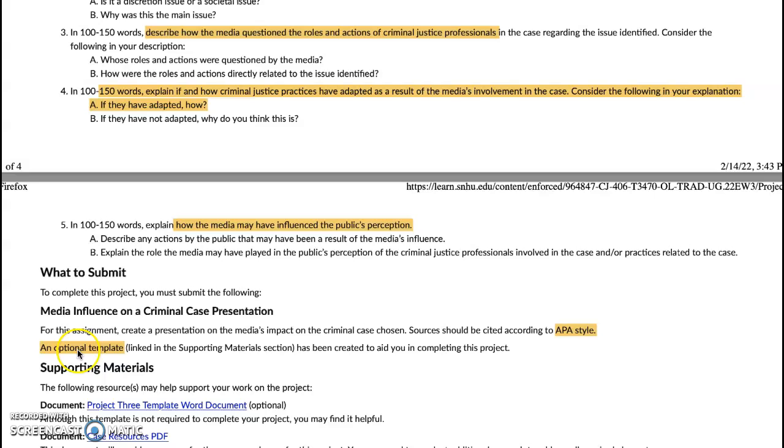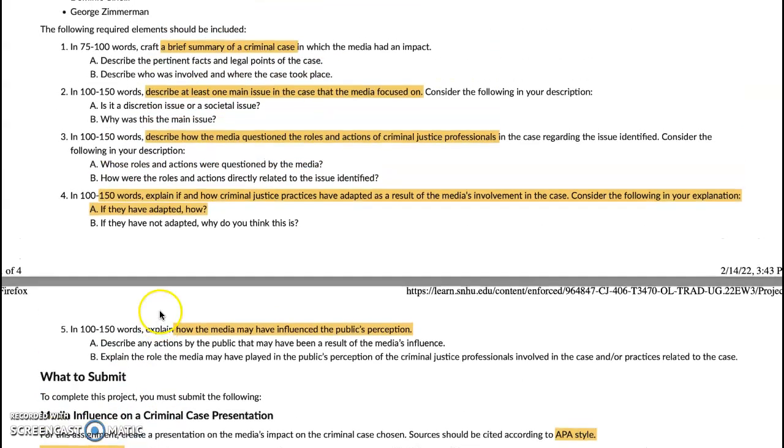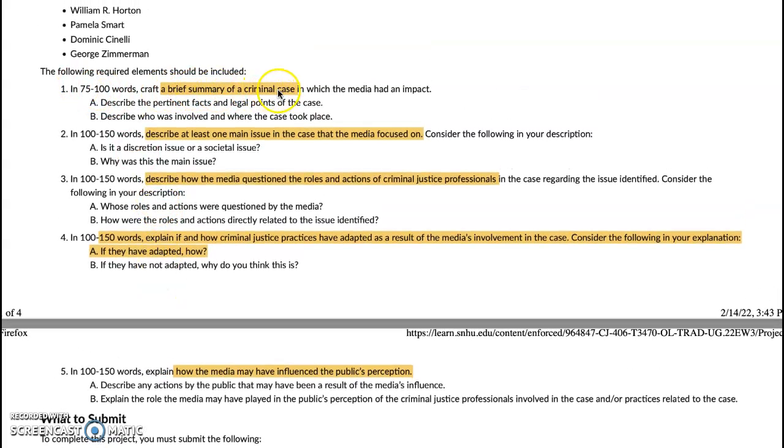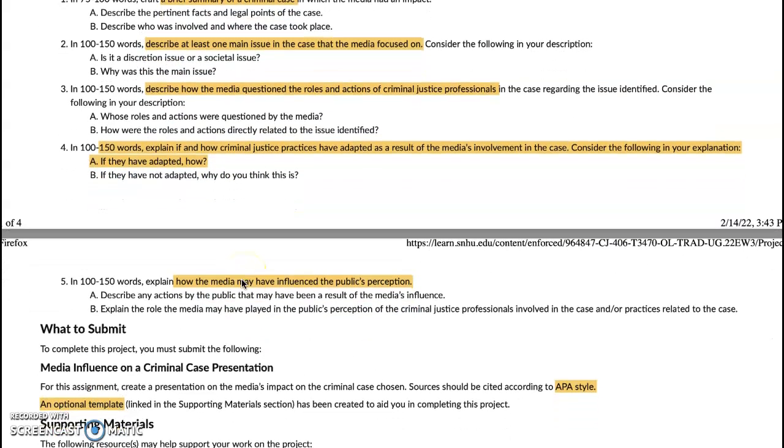Okay, and so what to submit now? The template is optional, but I always encourage the template because it can serve as a good guideline and outline so you don't forget certain things. If not, what I would do is I would use this as my outline, a brief summary of criminal case, my response, one of the main issues in the case that the media focused on, my response, how the media questioned the roles and actions of criminal justice professionals, my response, things like that. So you can use headings if you want, or clearly delineate when you move from one critical element to the next, and you can do that by your introductory sentence so that I know you're moving from one critical element to the next, all right? So again, if you can use the template, I just think it's a good idea. It's there, and it should help you stay focused and keep on track.